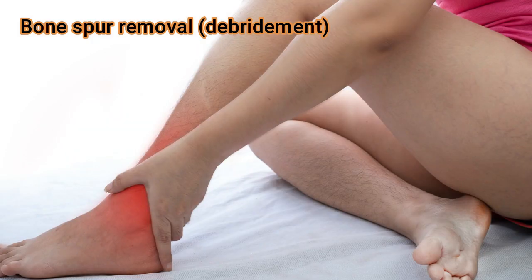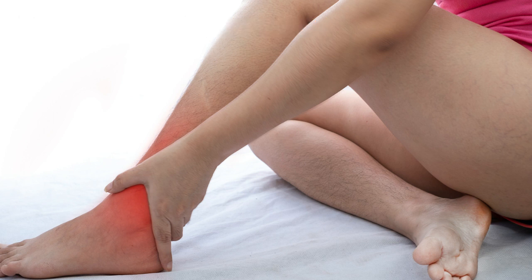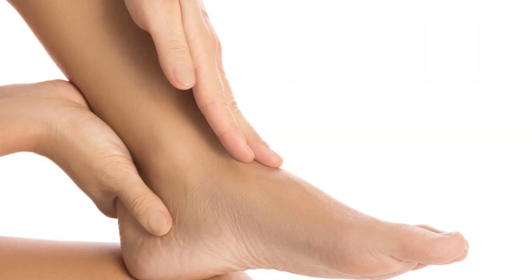Bone spur removal, debridement. Arthritis can cause bone spurs to develop on the ankle joint, and removal of these bone spurs, either through an open ankle incision or through an ankle scope, arthroscopy, may relieve pain and improve range of motion. Distraction arthroplasty. This is a new joint restoration technique that uses an external frame, applied surgically, placed around the outside of the leg to spread the surfaces of the ankle joint, to encourage new cartilage growth. This procedure maintains ankle motion and relieves pain.